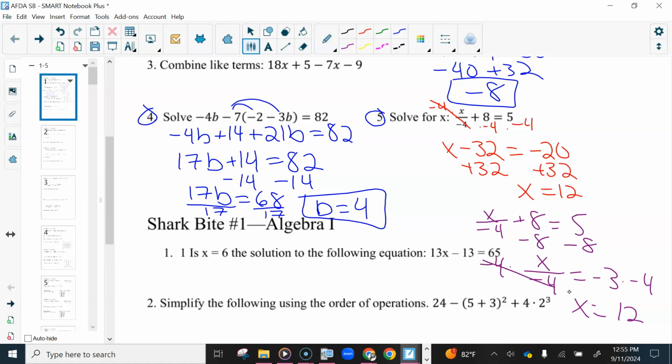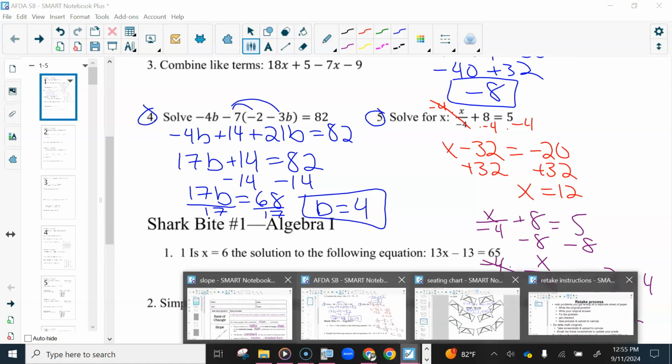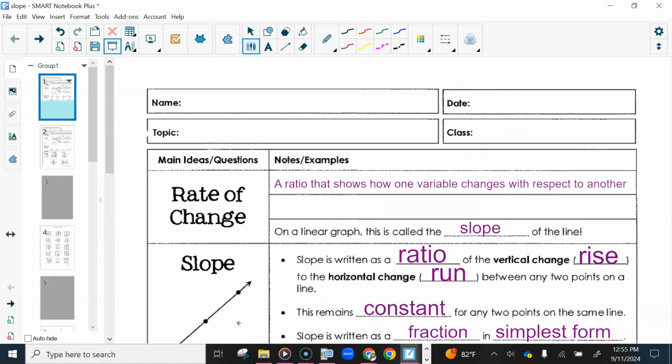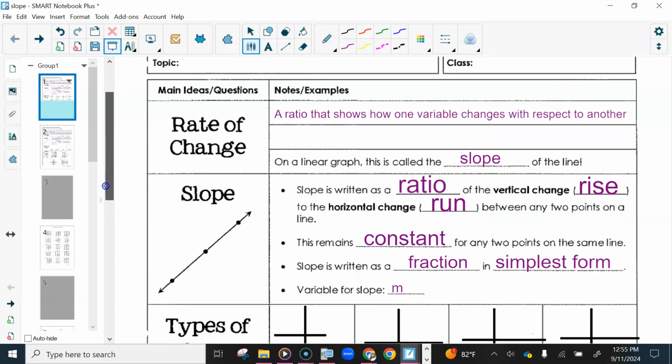Okay. So everyone should have notes that talk about rate of change and slope. Make sure that is up. And I want you to go ahead and write this.